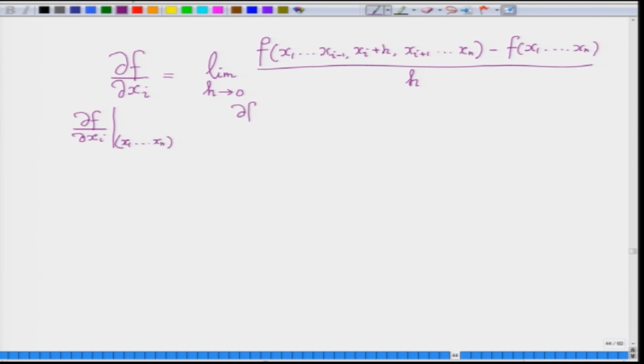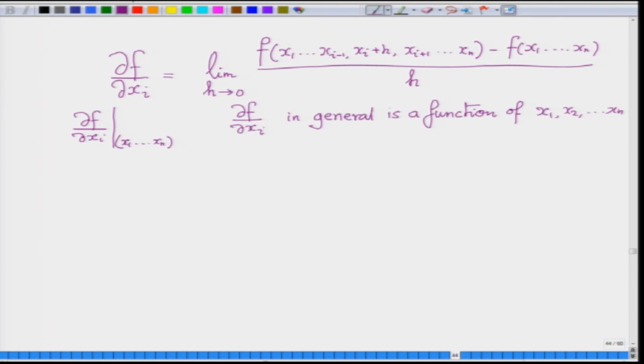and del f del xi in general is a function of x1, x2 and xn. So, this is the basic idea. That is something we have already studied.